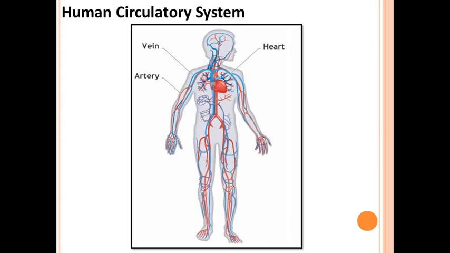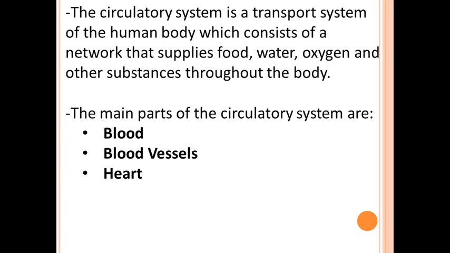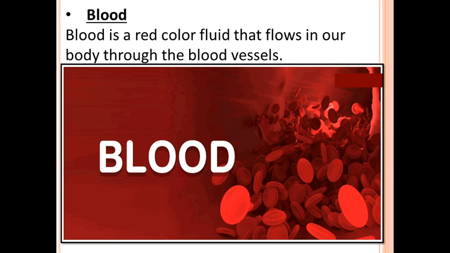Then we learned the human circulatory system, which is responsible for the transportation or circulation of blood, oxygen and water. In the circulatory system, there are three main parts: blood, blood vessels and heart. In the first session, we learned about the composition of blood, the functions of blood and the blood vessels. In this second session, we are going to learn about the heart. So before that, we will revise this.